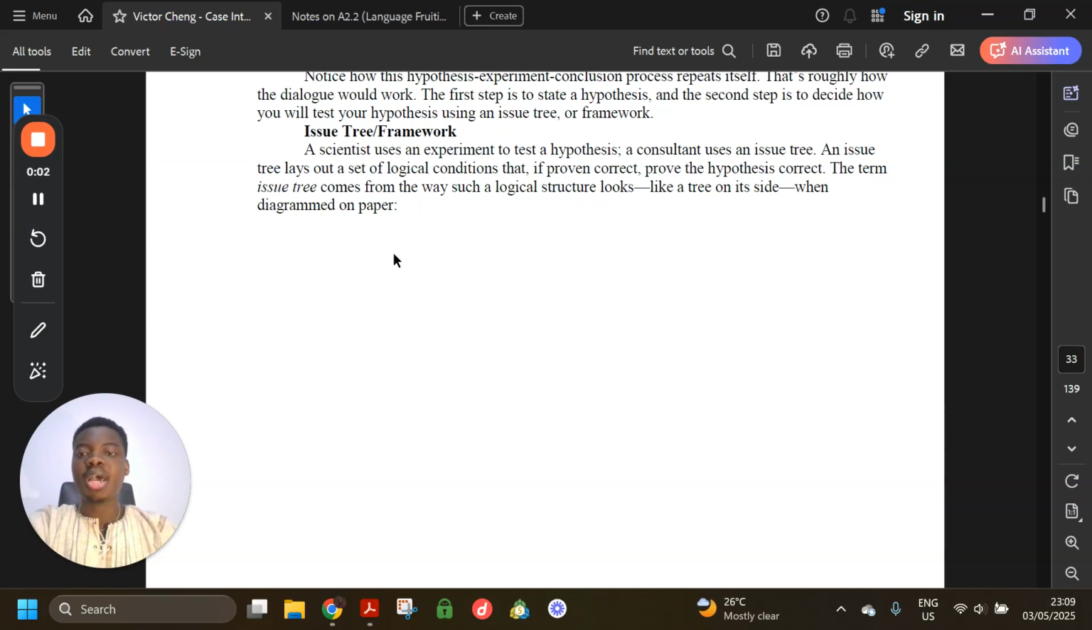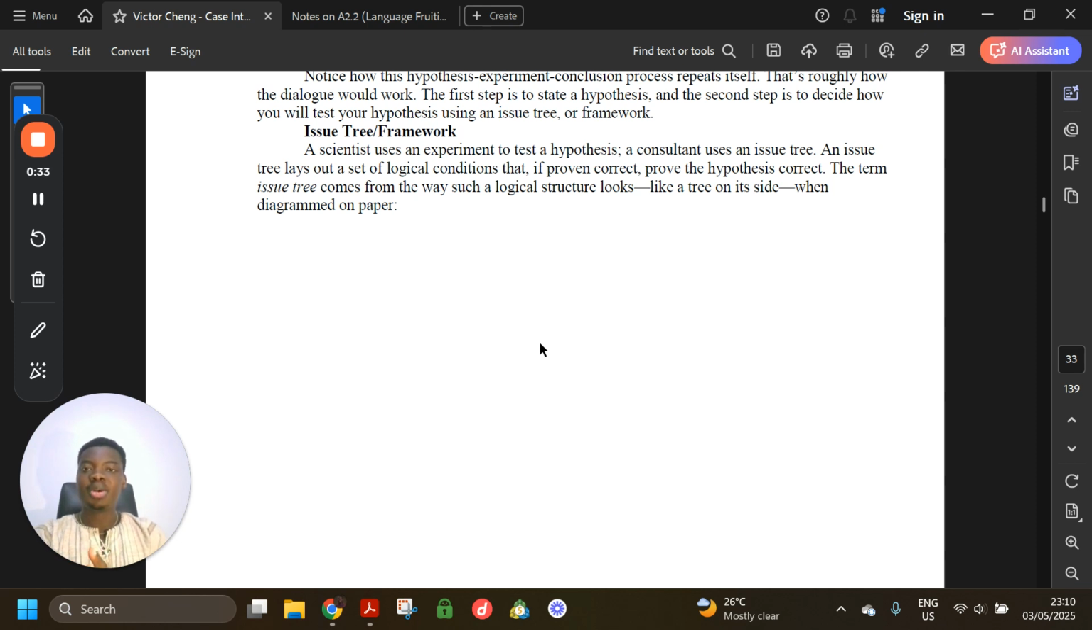In the last video, I spoke about the hypothesis as one of the tools that consultants use to solve problems. The second tool will be the issue tree or framework. And I should note that these are all connected. These four tools can be thought of as four items in a toolbox. So the hypothesis works very well with an issue tree. Now, what is an issue tree?